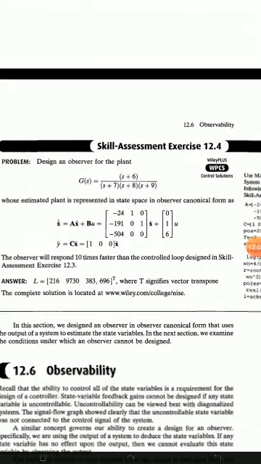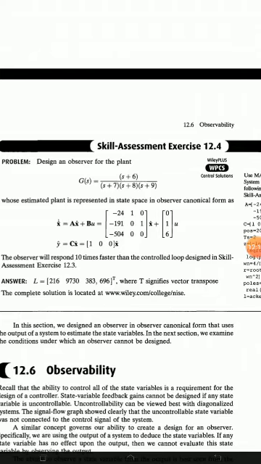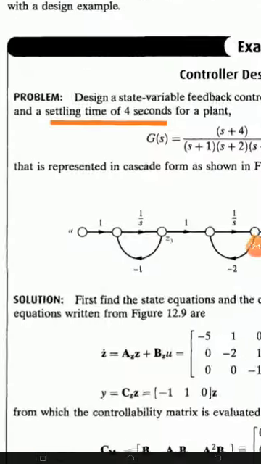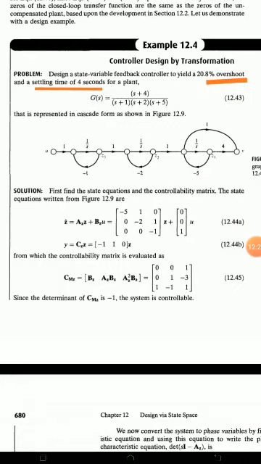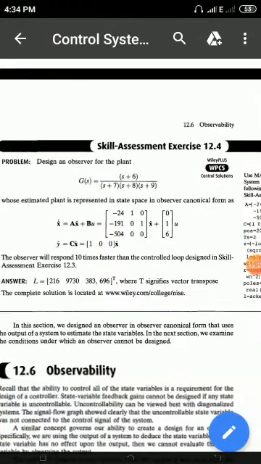He said that the observer will respond 10 times faster than the control loop designed in skill exercise 12.3. Kindly go through exercise 12.3. There you will find some overshoot and settling time or peak time, and accordingly find zeta and omega n, then find the roots and multiply by 10, and finally we will come up with the L matrix. Please go through the normalized solution for skill assessment exercise 12.4.